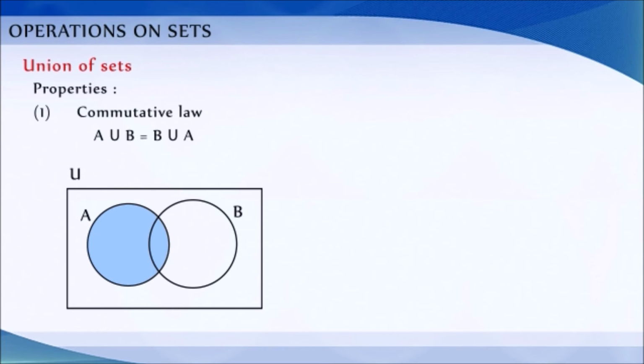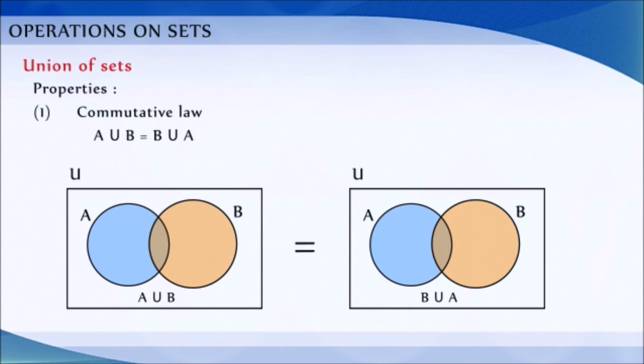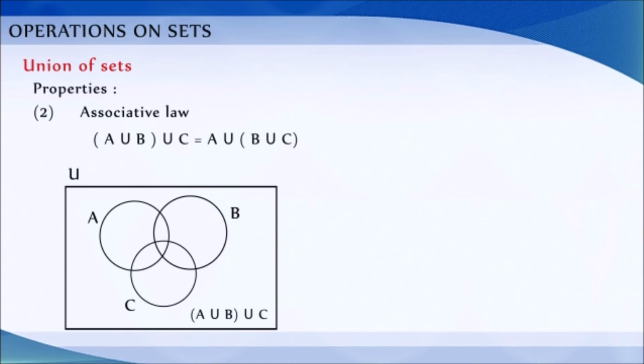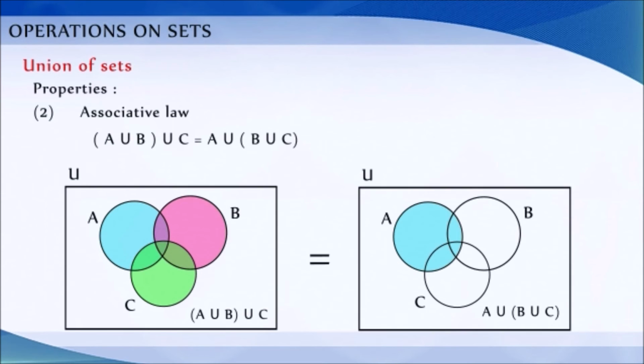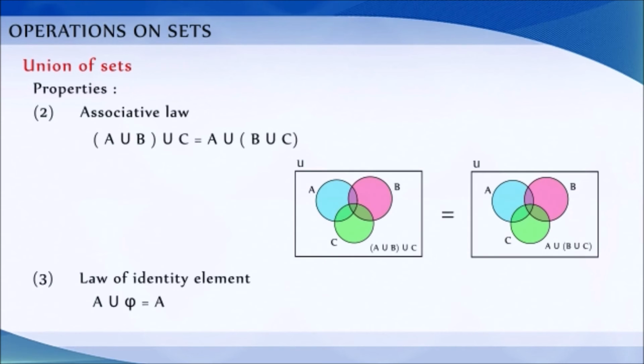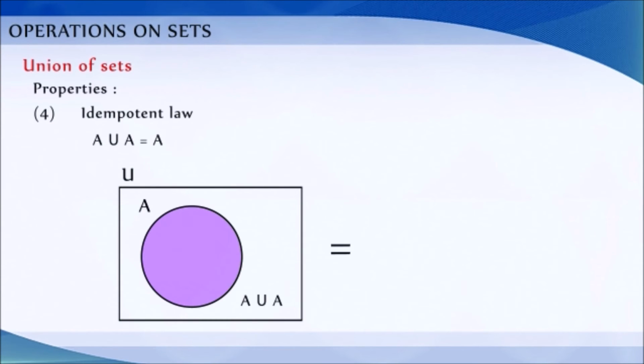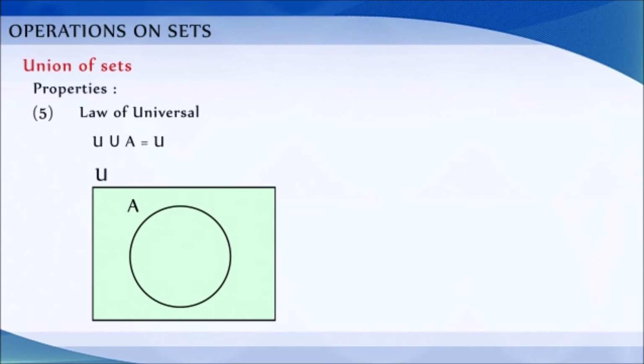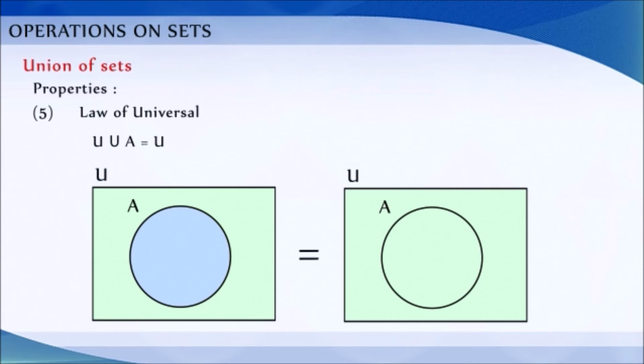Some properties of the operation of union. Commutative law: A ∪ B = B ∪ A. Associative law: (A ∪ B) ∪ C = A ∪ (B ∪ C). Law of identity element: A ∪ ∅ = A. Idempotent law: A ∪ A = A. Law of universal set: U ∪ A = U.